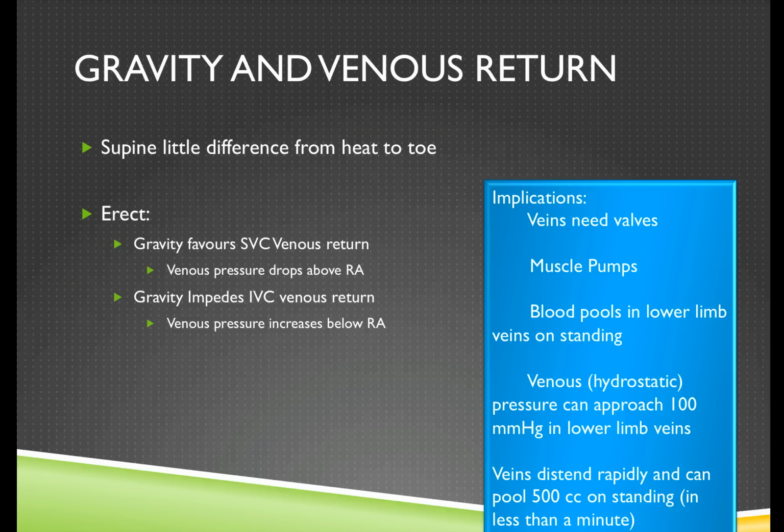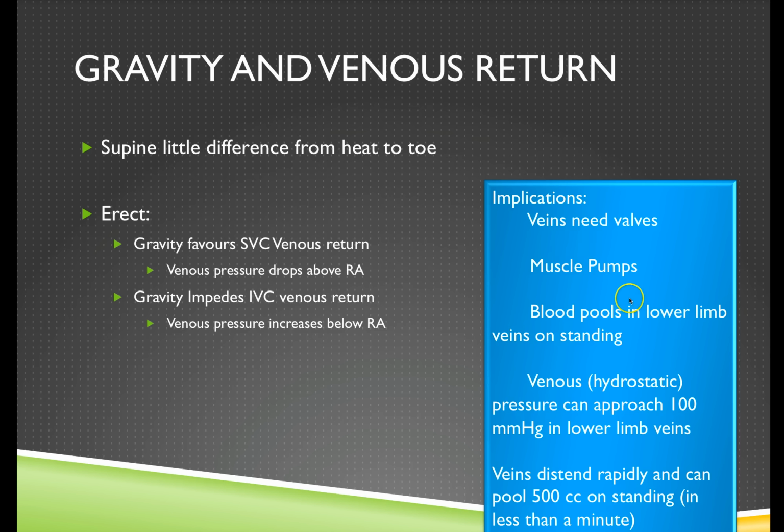Gravity affects venous return because it's a low pressure system. Effectively, when we're lying flat, there's little difference from head to toe, but standing erect, gravity favours SVC return and gravity impedes IVC, or inferior vena cava, return. There are several implications from this. Firstly, veins, particularly in the lower limbs, need valves to allow unidirectional flow. We have fairly elaborate muscle pumps in our calves to allow the pumping of blood back to the heart.